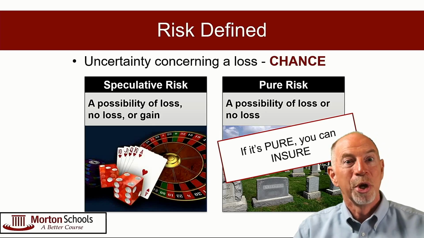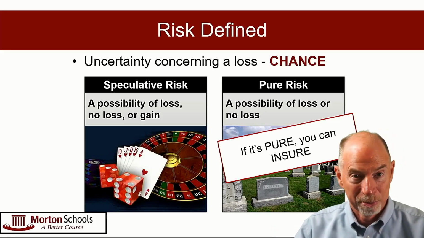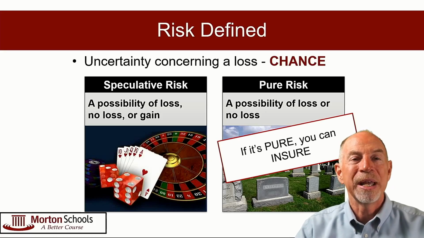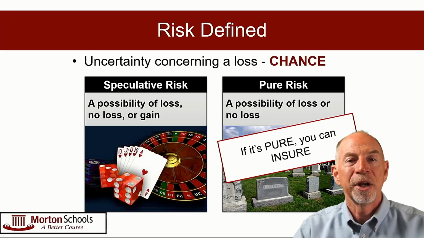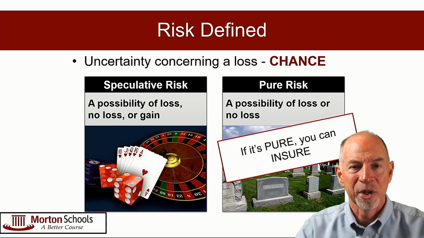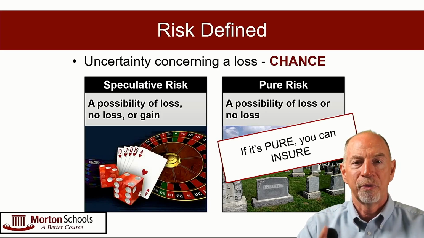But let me ask you this. Could you get a homeowner's policy on your neighbor's house so that if your neighbor's house burns down, you could get some money from the insurance company? Can you do that? And the answer is absolutely not, because that would be a speculative risk. There you have a chance of gain. And the insurance company is not going to let you do that. Because what? One of the basic concepts of insurance is that you cannot profit from insurance.